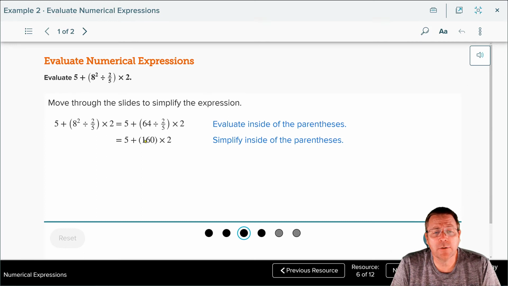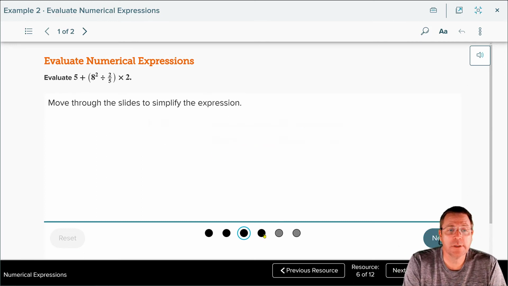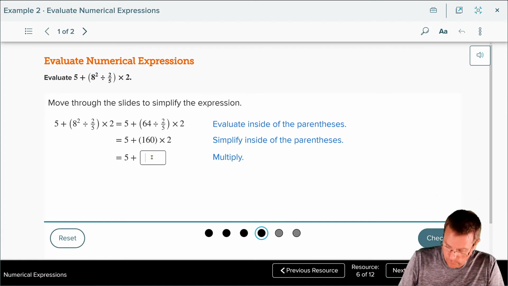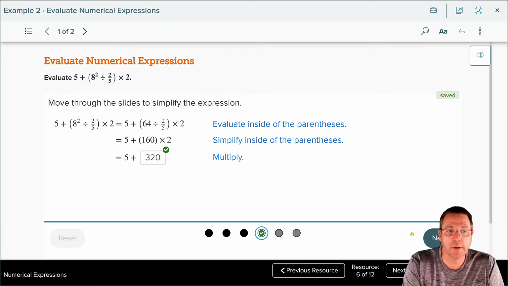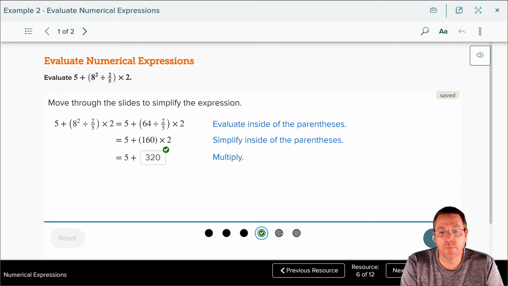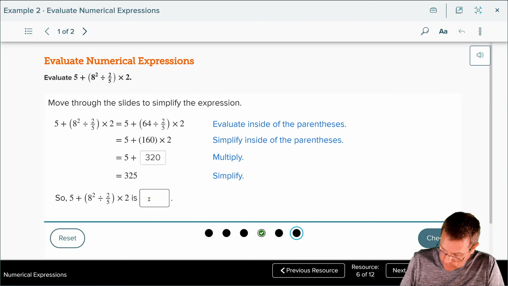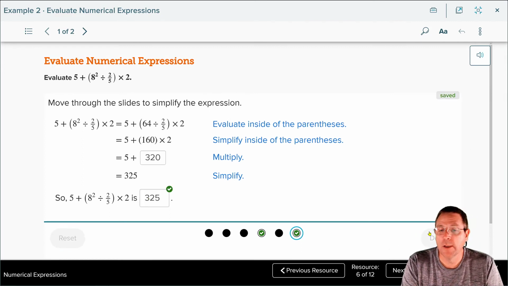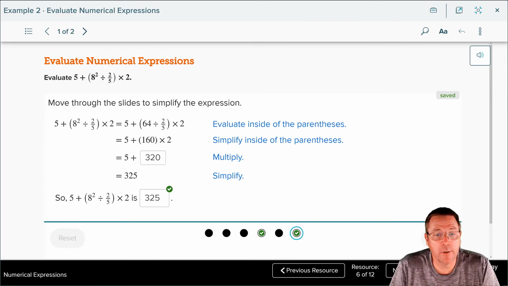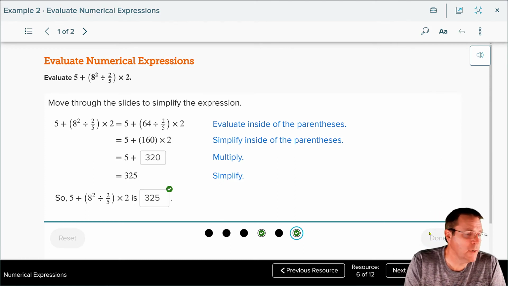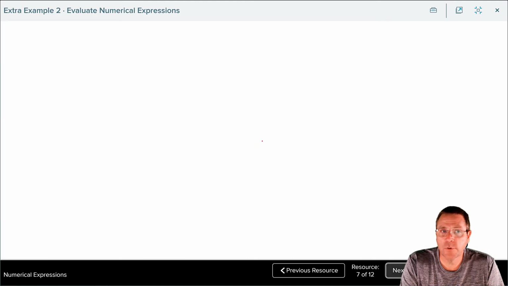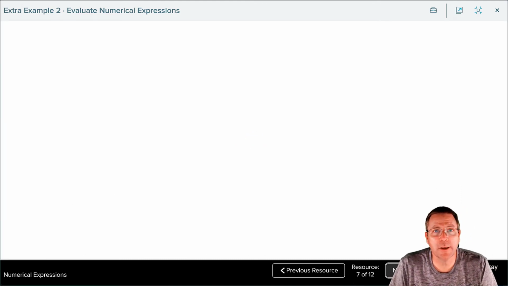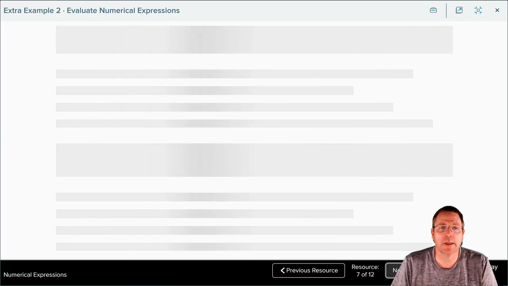Now we're going to do My Dear outside, multiply and divide from left to right. 160 times 2, that's going to be 320. Check that. And then 5 plus 320, well, that's going to be 325. So your final answer is going to be 325 for that problem. Now, that's a little bit scarier looking, but I'm confident you can handle it, and you're going to get an opportunity to handle a problem just like that on this extra example.